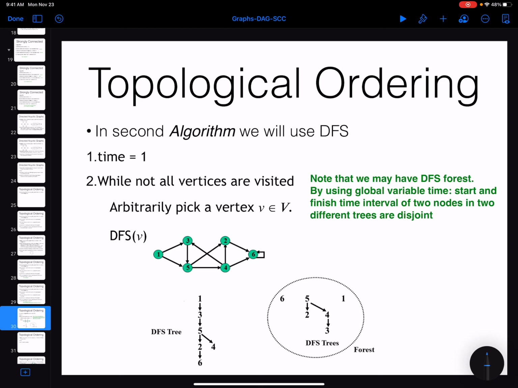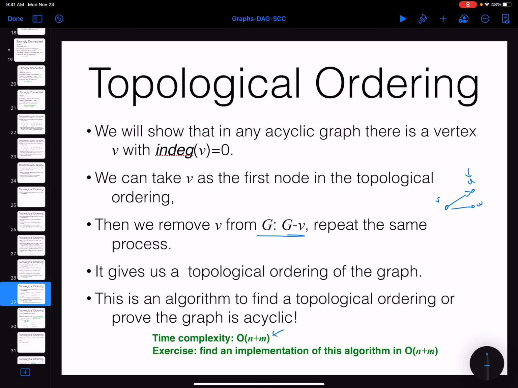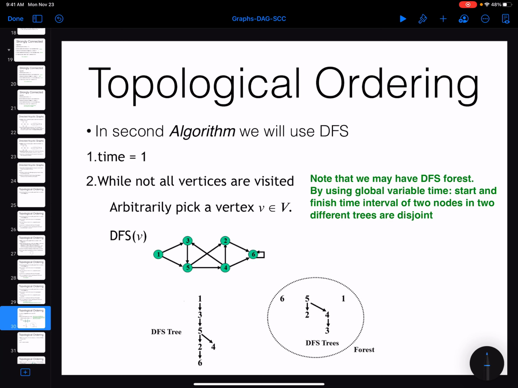So in the second algorithm, we will use a depth first search. In the previous algorithm, we don't use DFS or BFS. You can see that we just count the in degree, and based on the in degree, we find the topological ordering just by ordering the nodes and updating the graph, removing each node from the graph. But in the second algorithm, I'm going to use DFS.